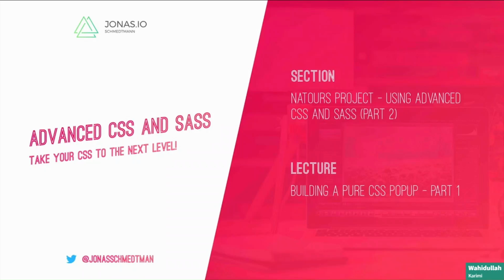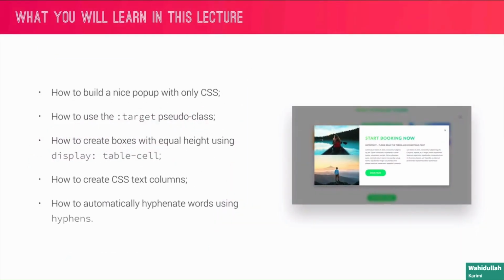And welcome to building the very last part of the Nators project, and that is the pop-up that I showed you before. So in this lecture, you'll learn how to build a nice pop-up with only CSS, and this time we're not using the checkbox hack for that functionality, but instead we're using the target pseudo-class. But with this pop-up component, I don't only want to show you how this actually works, but I'll also teach you how to create boxes with equal height using display set to table-cell.